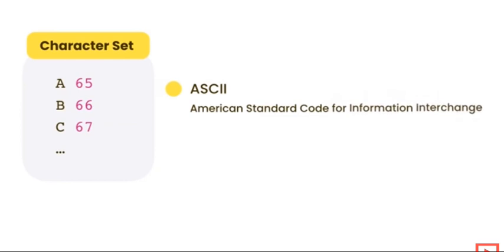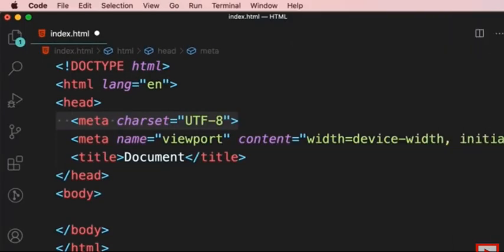The first character set that was designed was the ASCII character set, which is short for American Standard Code for Information Interchange. ASCII can only represent the characters in the English language, so it's very limited. So over time, different character sets have been created to represent more characters in international languages. The character set that we use most of the time these days is UTF-8, which can represent almost all characters in the world. So back to our code. With this meta element, we're defining the character set used in this HTML document.